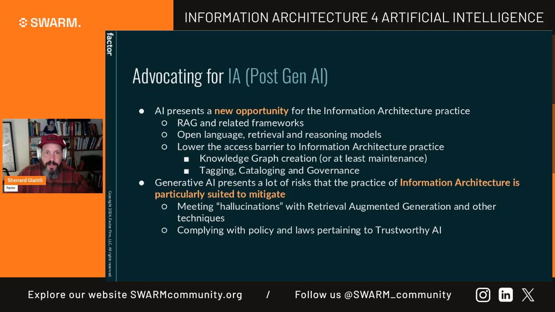And lastly, generative AI presents a lot of risks that the practice of information architecture is particularly suited to mitigate, meeting hallucinations with retrieval augmented generation and other techniques, as I mentioned earlier. But I think more importantly, this needs to be framed within the context of complying with policies and laws pertaining to trustworthy AI. There are policies and legal definitions of what's called trustworthy AI that are being written right now, both in the EU and in the United States.